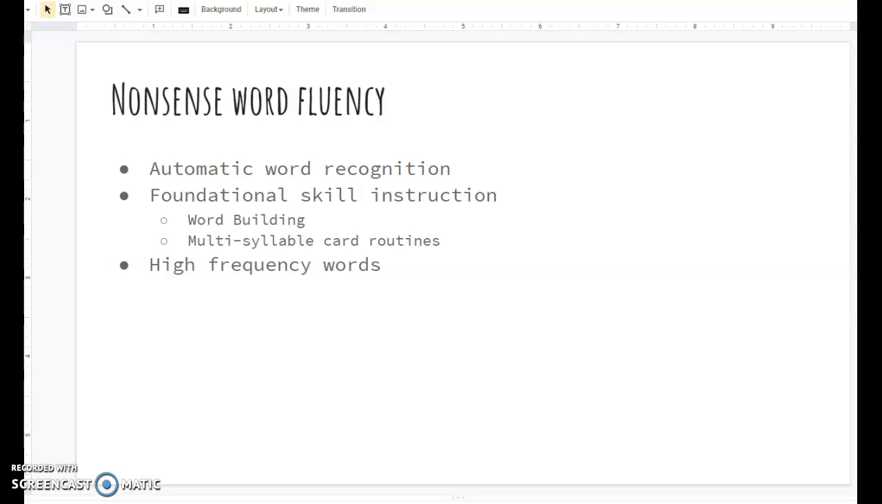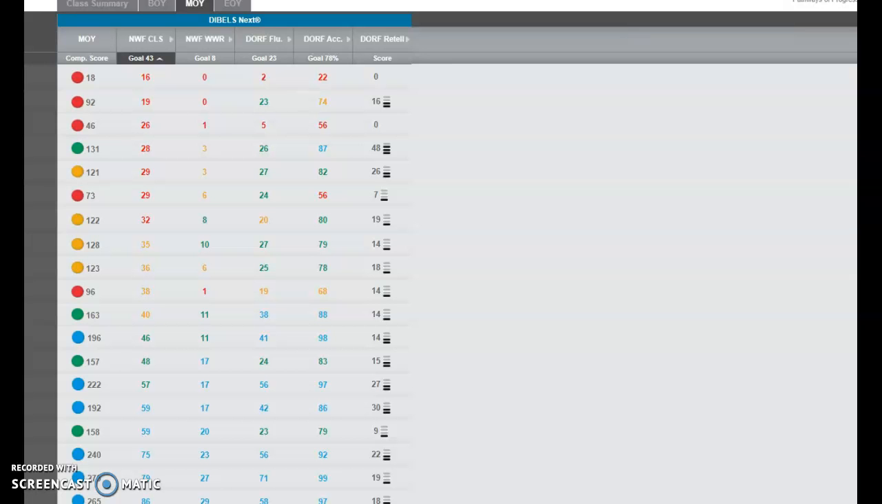So nonsense word fluency, same kind of practice that you would look at with oral reading accuracy. Your foundational skill instruction, your high frequency words, your word lines for your automatic word recognition. If you see your students are demonstrating a need for additional Tier 1 instruction in nonsense word fluency, again, if less than 80% of your class is at or above benchmark, I encourage you to head to the word building video, the sound spelling video, or the high frequency word instruction video.